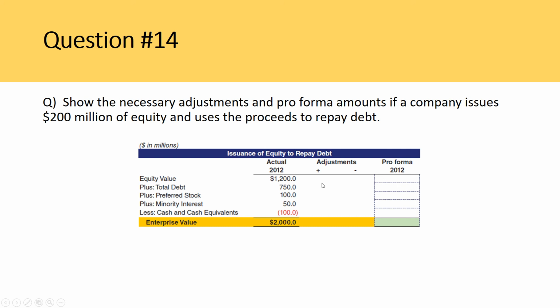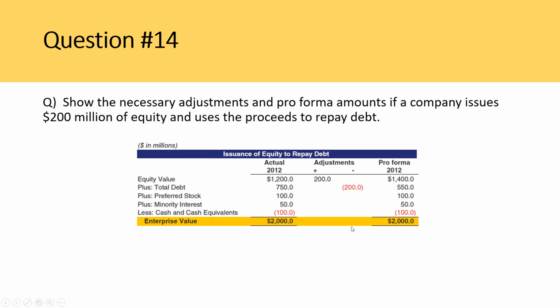And at the same time, equity value will also increase, right? Because now you're raising the amount of money. And so that's really the adjustment right over here. So equity value increases by 200 to 1,400, whereas total debt declines by 200 to 550. And so that offsets each other. So really there's no change net overall, and enterprise value from one year to another does not change.